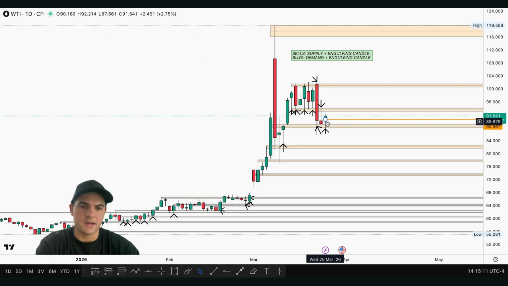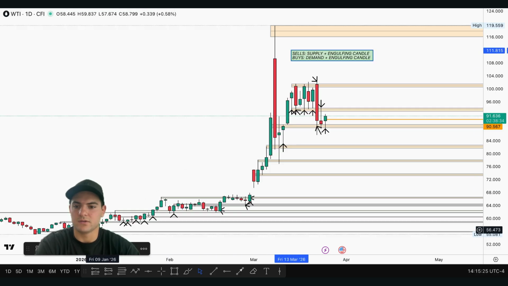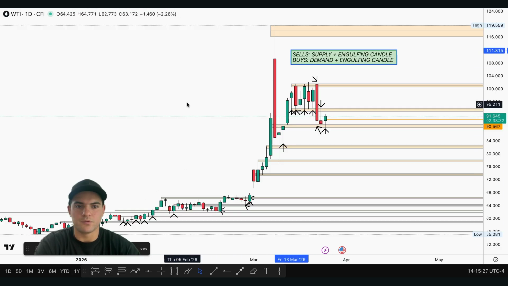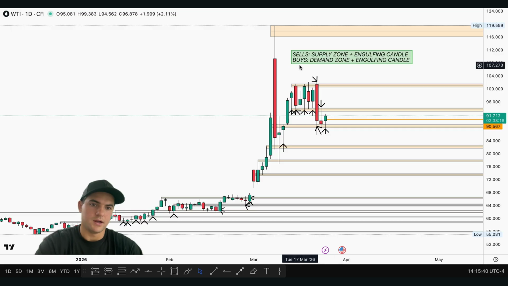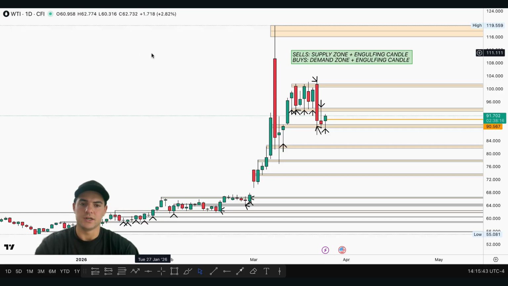And so today it was the first day I actually took a look at it, and I've just been hearing about it for a couple of months. And today I decided to take a look at it, do some chart analysis, and this is what I have found to be the best setup for it, right? So sells basically supply zone plus engulfing candle. That means you enter the trade, and buys demand zone and engulfing candle, and you enter the trade. So let me break it down.